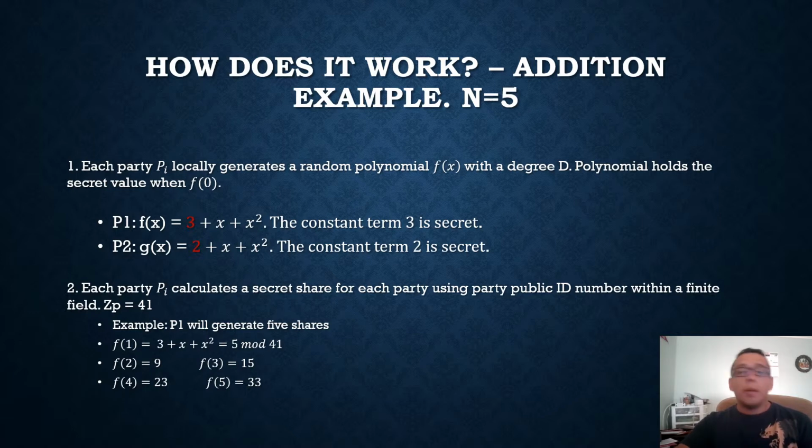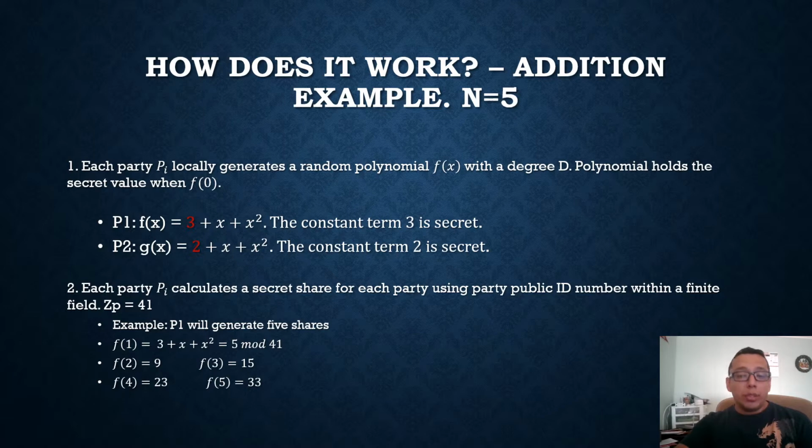So let's say party 1 generates f(x), and the polynomial has the number 3, which is secret. Party 2 has generated its own polynomial g, and its secret value is also on the constant term, 2. So they both want to sum their values 3 and 2, but they don't want to say their values.